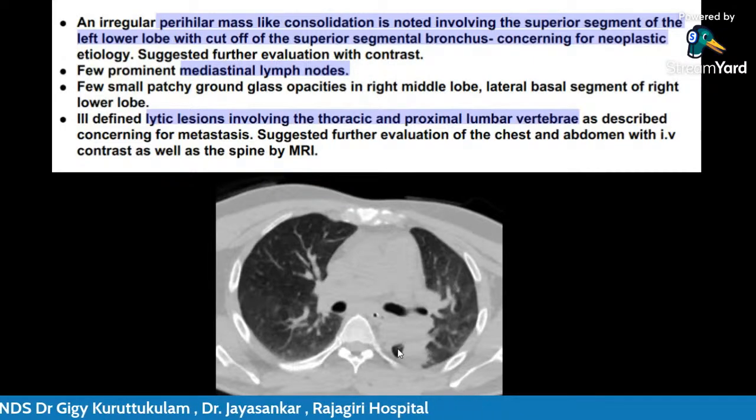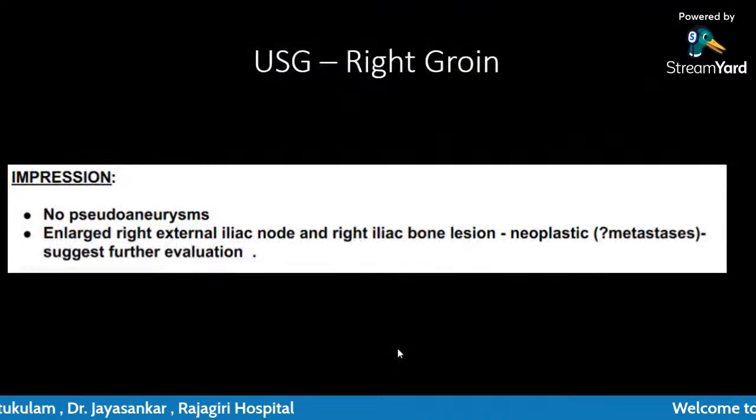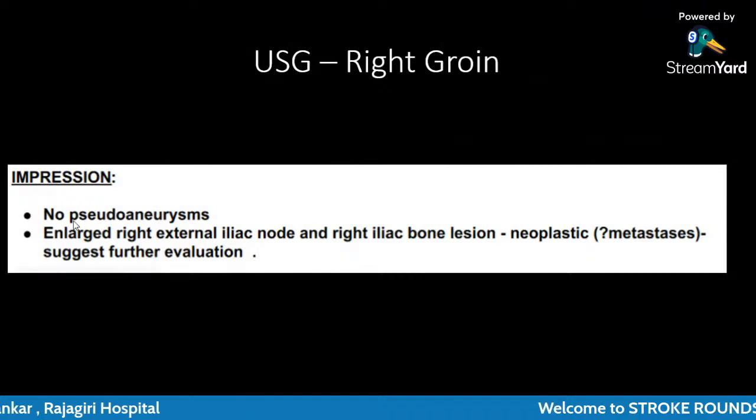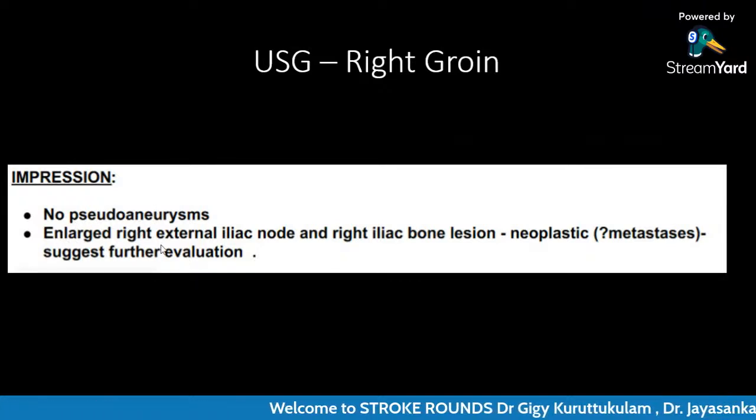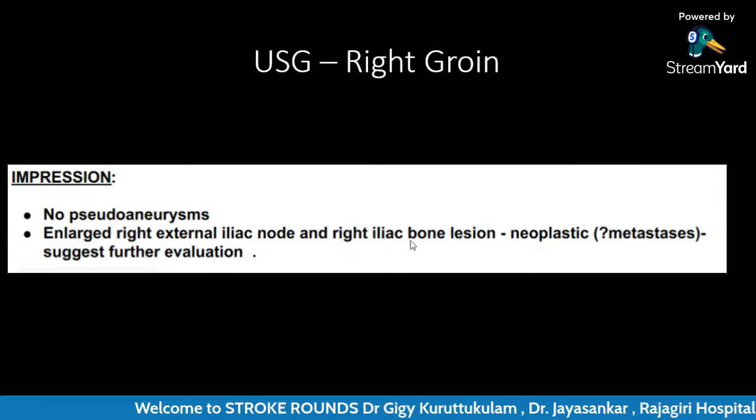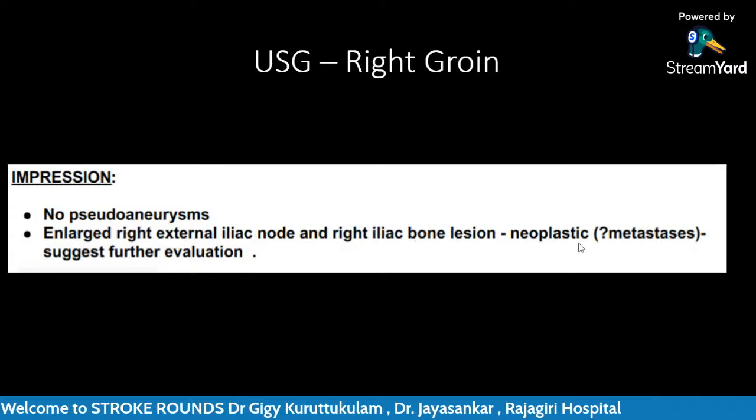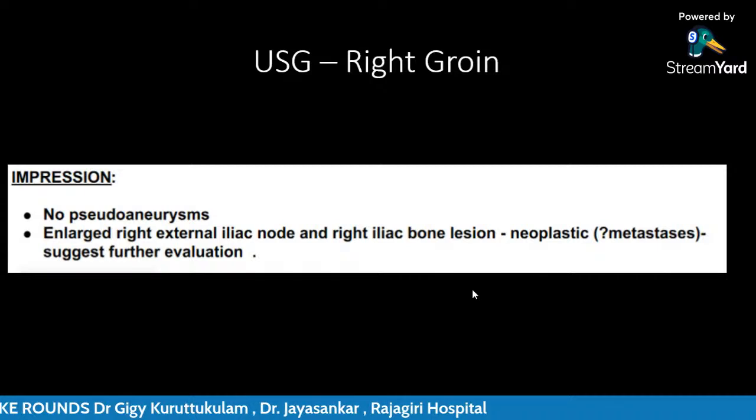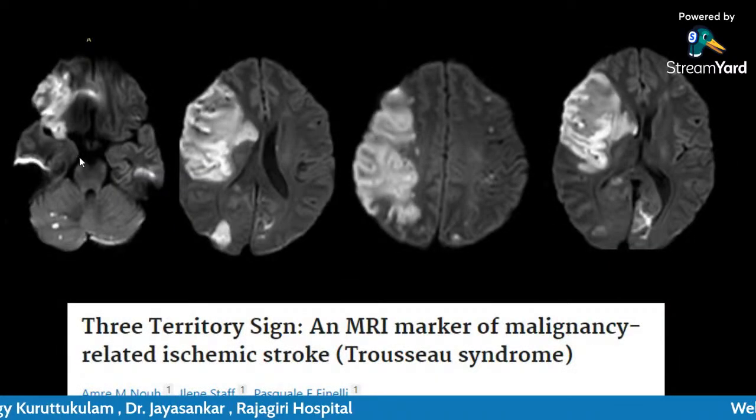After every mechanical thrombectomy, when the femoral puncture is done, we do an ultrasound groin the next day to look for any pseudoaneurysm or any hematoma. There was no pseudoaneurysm, but there were enlarged right external iliac node and right iliac bone deposition suggestive of neoplasia or metastasis. So the MR on day 3 showed this.